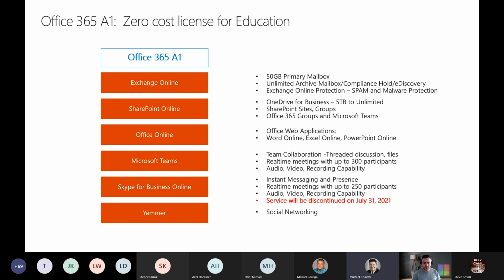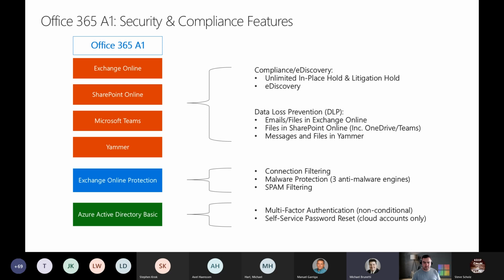But inside of this workload set, let's focus on what are the security and compliance specific features. I'm going to start first and foremost with the core collaboration pieces, which include basically unlimited in-place hold and litigation hold and e-discovery capability. And this is an important note. This is when these workloads are included under an Office education license, so Office 365 A1, A3, A5, any of those license suites, when they fall in the education space, unlimited in-place hold and litigation hold is included.